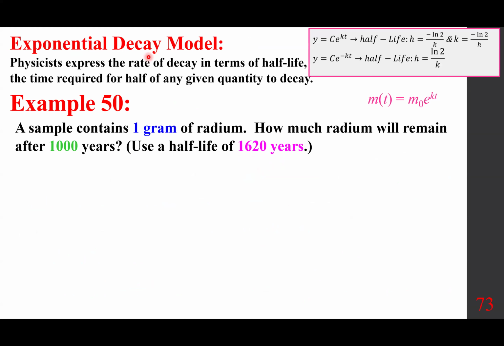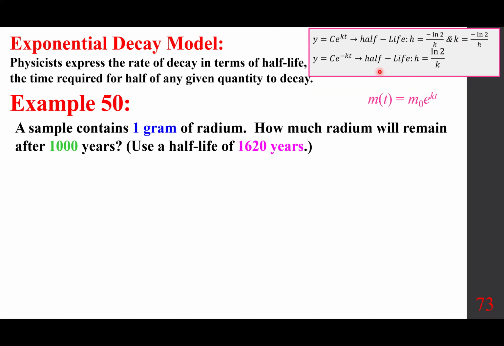Exponential decay. Physicists express the rate of decay in terms of half-life, the time required for half of any given quantity to decay. So before we get to this question, I want to remind you of some of this stuff. For example, we said y equals c e to the power of kt. If we go with this formula, the half-life h is minus ln2 over k, and k is minus ln2 over h, we can see the proof.